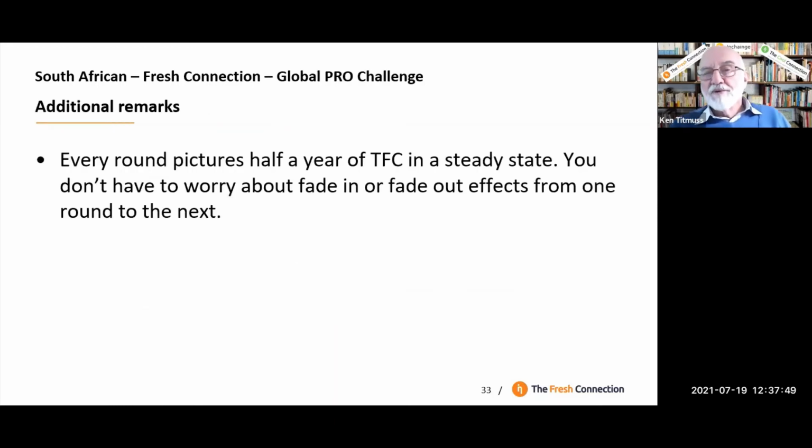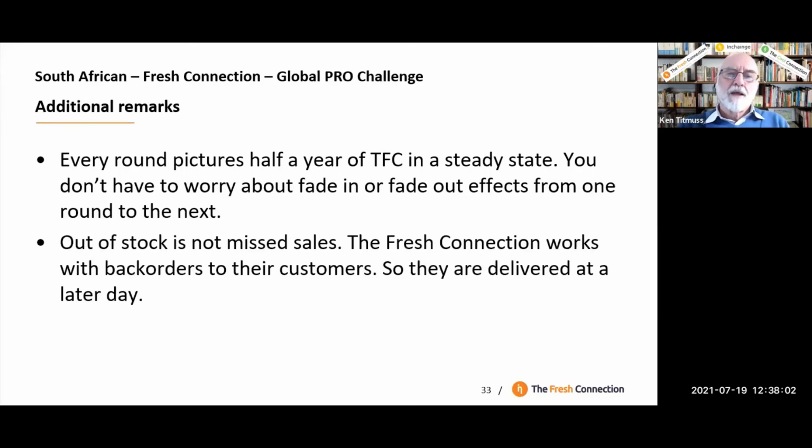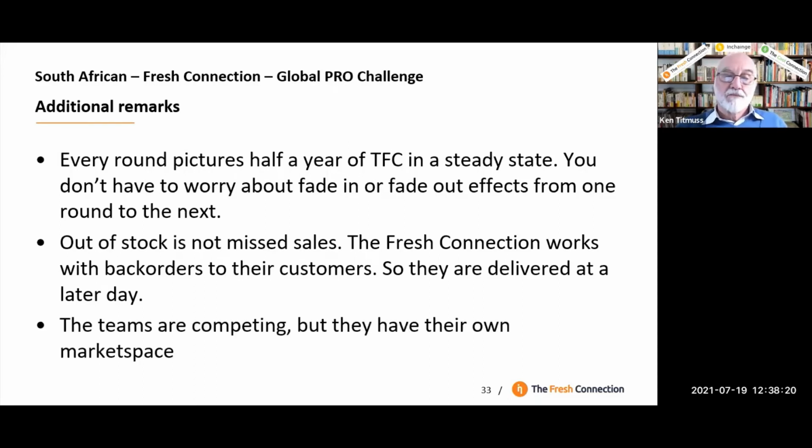Every round in the Fresh Connection is basically half a year. It's about 6 months in steady state. So you don't have to worry about fading in or fading out of effects from one round to another. And an out of stock is not a missed sale. You will be delivering it later as the stock comes in, but you're going to get a penalty because your performance is not going to be up to scratch, depending on what you have promised to the customers.